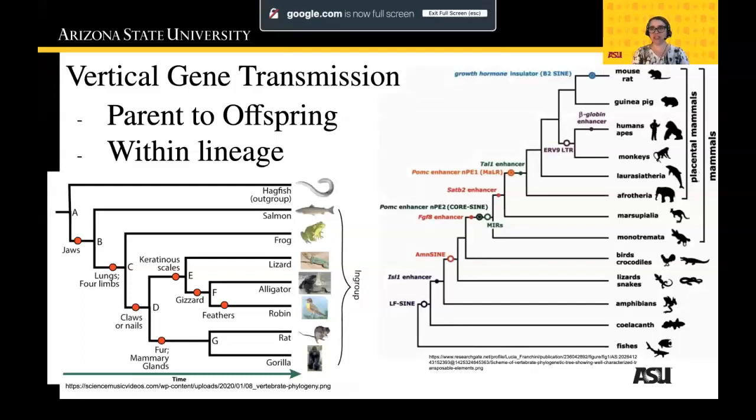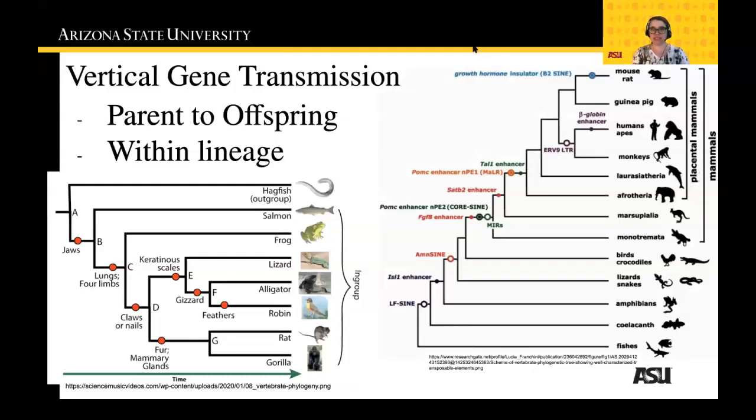Vertical transmission is what we know, and we have seen. This is where a parent gives its genetic traits to its offspring. And so this happens within a lineage. And you can see vertical transmission occur in the rise of synapomorphies within taxonomic groups, right? So the evolution of the jaw. All organisms in all of these lines pass on their heritable trait of the jaw.